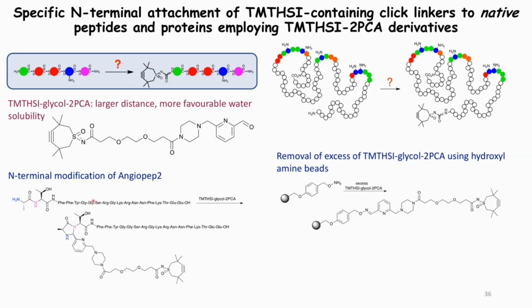So we modified angioPep2, which is already a bigger peptide, with this particular reagent, which in this case was made by TBD. I will mention them later on. And again, we get a molecule which is not reacting with other functional groups and reacting selectively at the N-terminus, giving rise to this diastereomeric mixture. The problem is a little bit, but that's a workup problem.